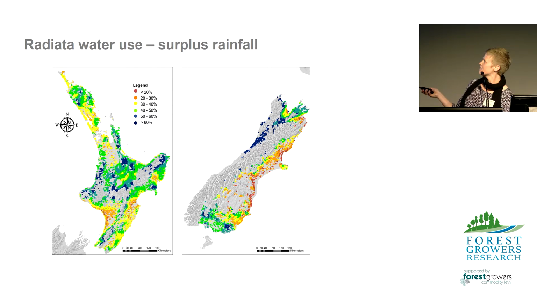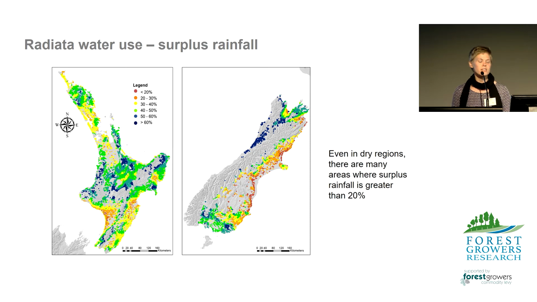So what we can see on these maps up here is radiata water use expressed as surplus rainfall, so what's left over from radiata. And you can see it's quite variable across the country, but the take-home message here is really to be found in the South Island in the Canterbury region. There you can see that although you have some areas where you've got those red dots, which indicates that less than 20% of rainfall is left over in those areas, you also see there's lots of oranges and yellows. And that indicates that even in dry regions, there are still areas where surplus rainfall is between 20 to 40%. So trees can be planted in dry areas.